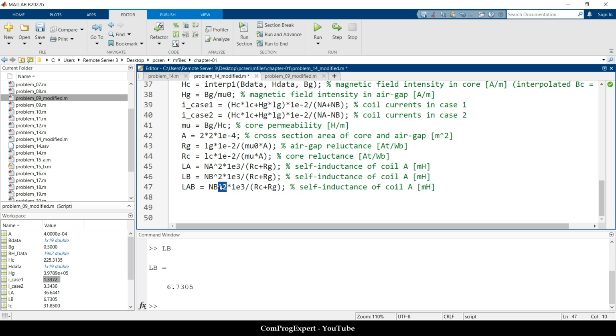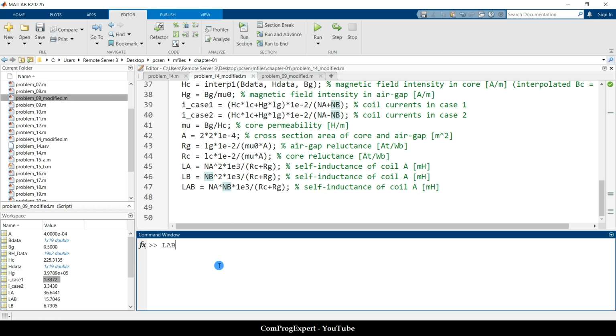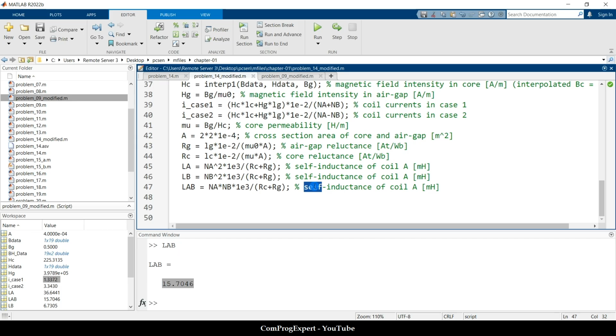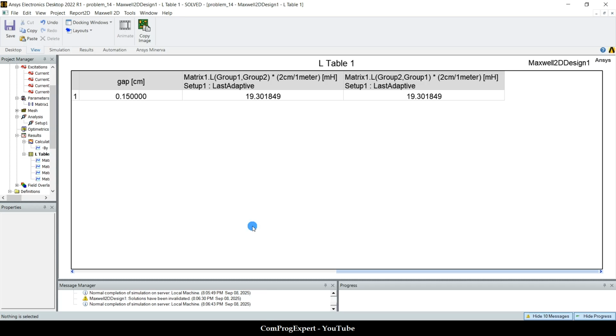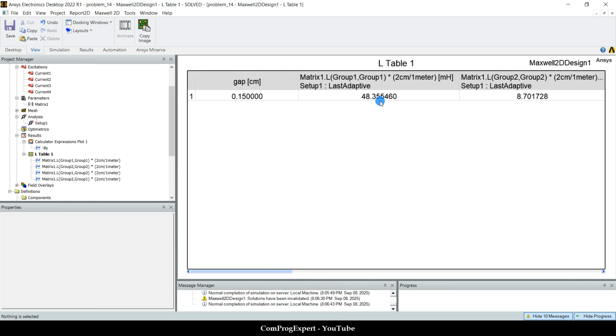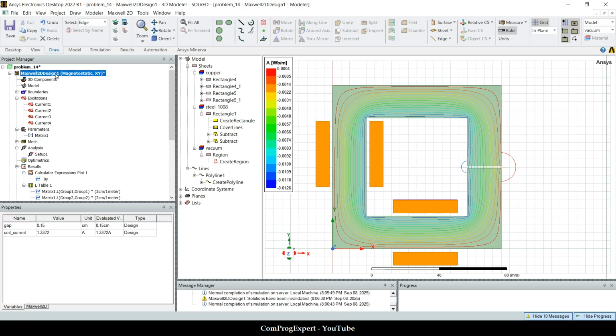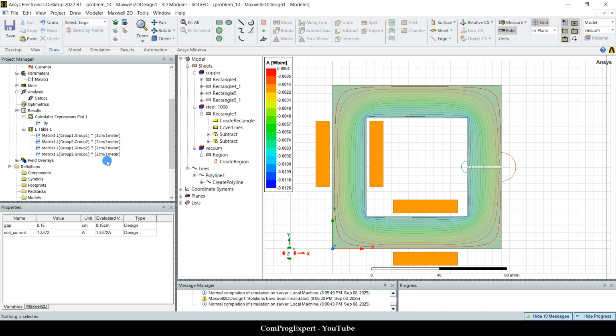LAB, this is NA times NB. The value of the mutual inductance close to 16. So this is mutual inductance. So we did assumptions in our analytic formulation in MATLAB and we have differences. Let's check the level of the excitation in the core.